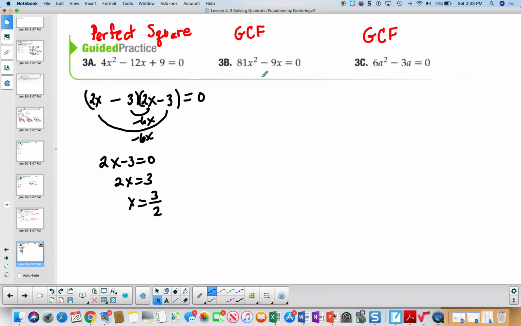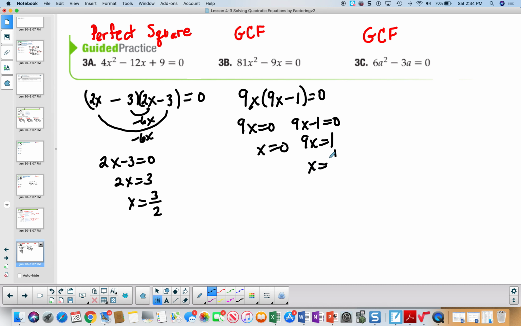3/2. Over here, this is a greatest common factor option, so I'm going to take out a 9 and an x, and I'm going to be left with 9x, and then when I take a 9 and x out, I'm going to be left with 1. I'm going to set each one equal to 0, and x is going to be 0, 9x is equal to 1, x is equal to 1/9.